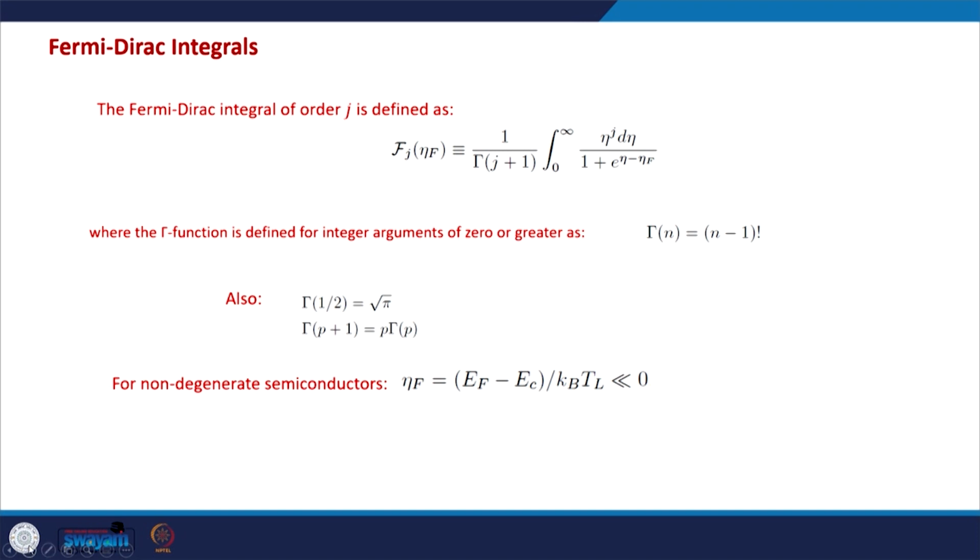So this is what we just discussed for the gamma functions, and there is also the case for non-degenerate semiconductors. Depending on the doping, semiconductors are generally divided into two types. One is the degenerate semiconductors and the second is non-degenerate semiconductors.